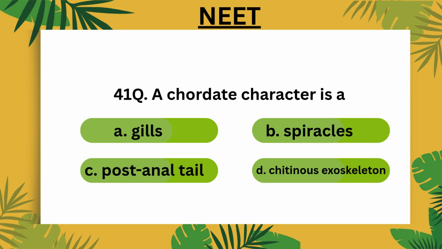Forty-first question. A chordate character is A. Gills. B. Spiracles. C. Post-anal tail. D. Chitinous exoskeleton.